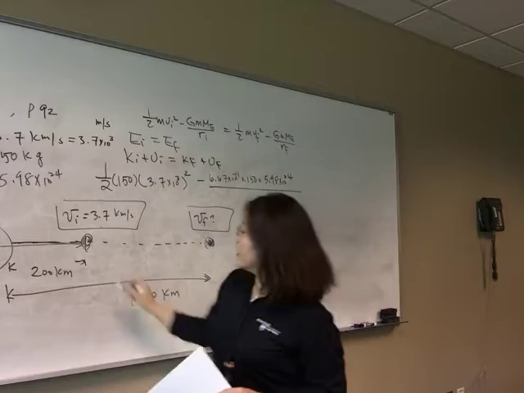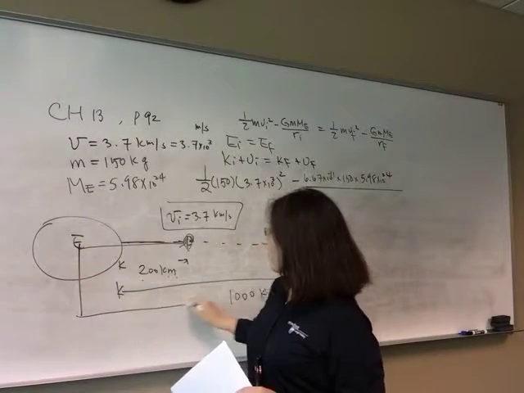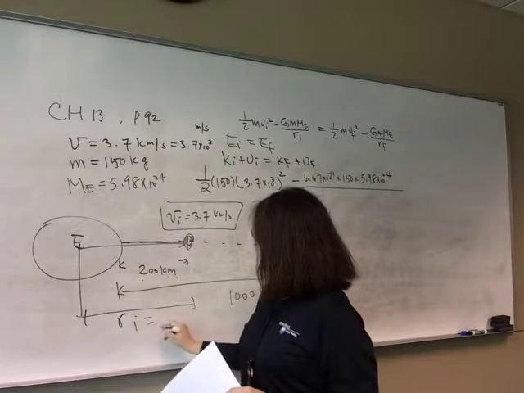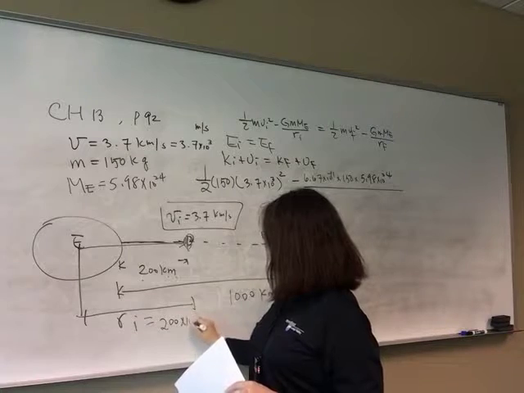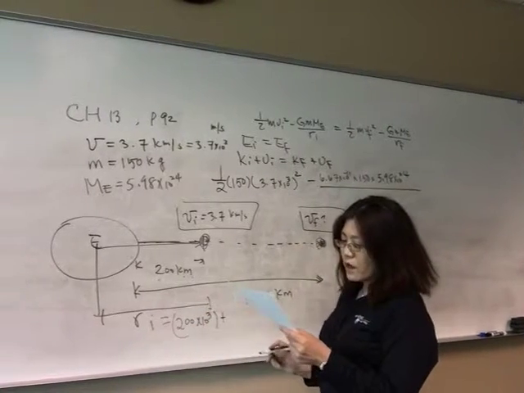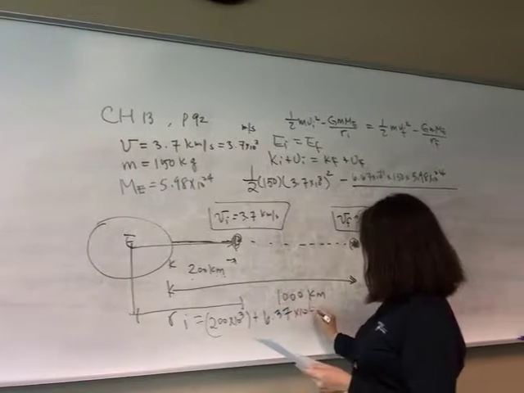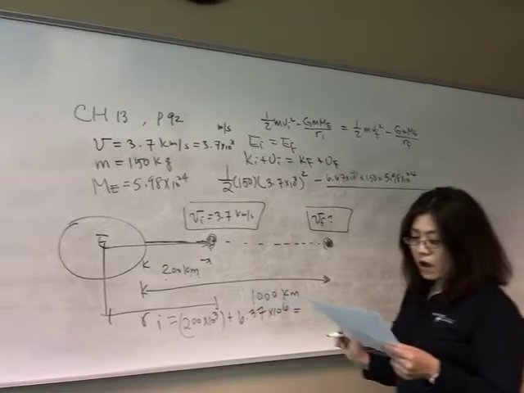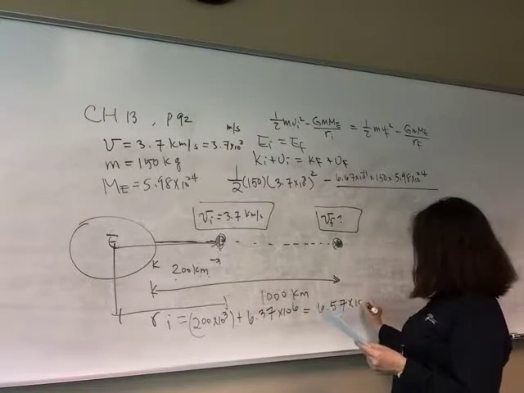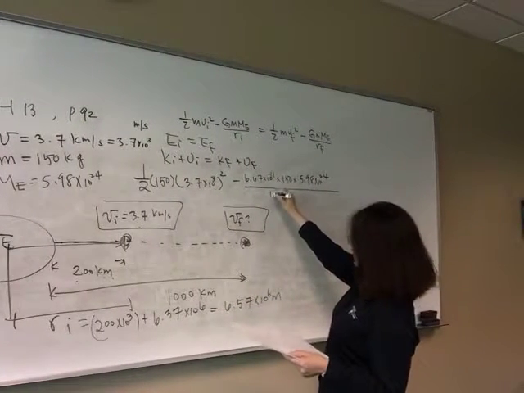What is Ri? It is 200 kilometers above the surface, so you have to include this. So your Ri is 2,000 times 10 to the third, and then plus the radius of the Earth. The radius of the Earth is equal to 6.7 times 10 to the 6. So your Ri is equal to 6.57 times 10 to the 6 meters. So that's your Ri.